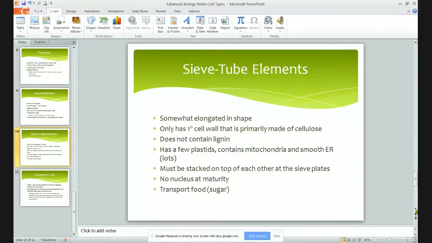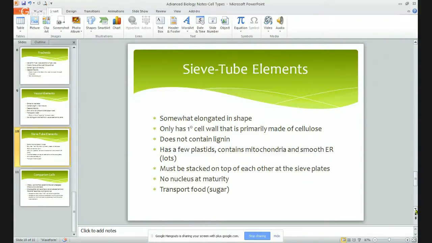So with your sieve tube element, sometimes you'll see it called a sieve tube member. These are somewhat elongated, so they're kind of long and thin. They have a primary cell wall, no secondary, and it's primarily made out of cellulose. Unlike your tracheids and your vessel elements that can, and your sclerenchyma cells, you're not going to have lignin in this particular cell type.